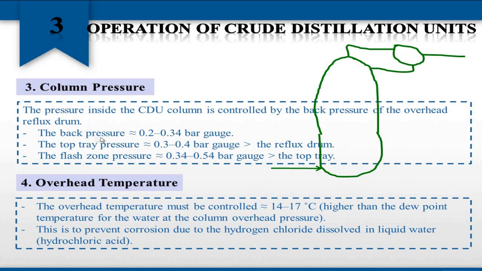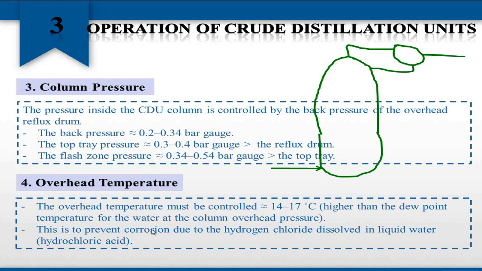So in general, the back pressure is around 0.2 to 0.34 bar gauge. And then the top tray here will be a little bit higher than the reflux drum, around 0.3 to 0.4 bar gauge. And the flash zone pressure here will be equal to the top tray pressure plus this number. So approximately we will have the pressure drop in each tray equal to 0.1 to 0.2 psi.